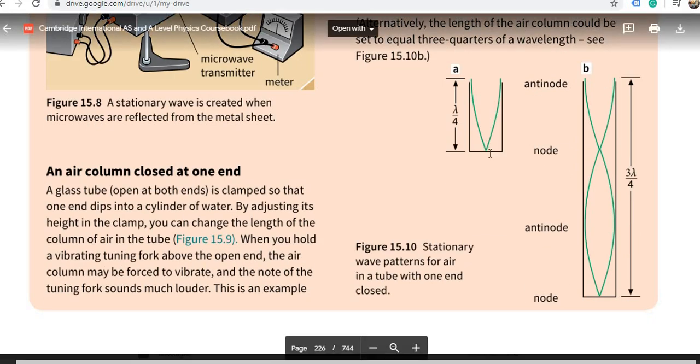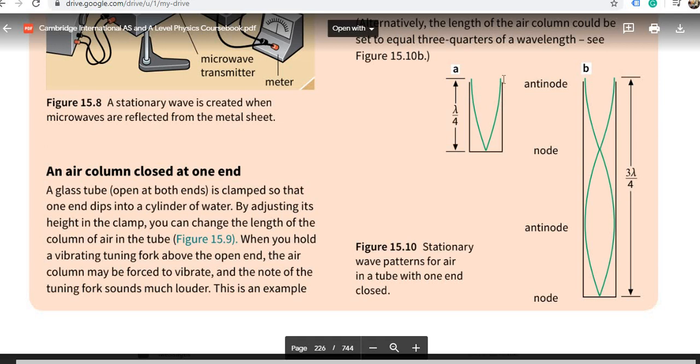Okay, so what we will do is, now here it's longer. So I told you always at the node should be at the closed end. At the antinode, at the open end, you should have the antinode. So this is the first possibility. Then the second possibility is this. Now you can see the wavelength is still the same.